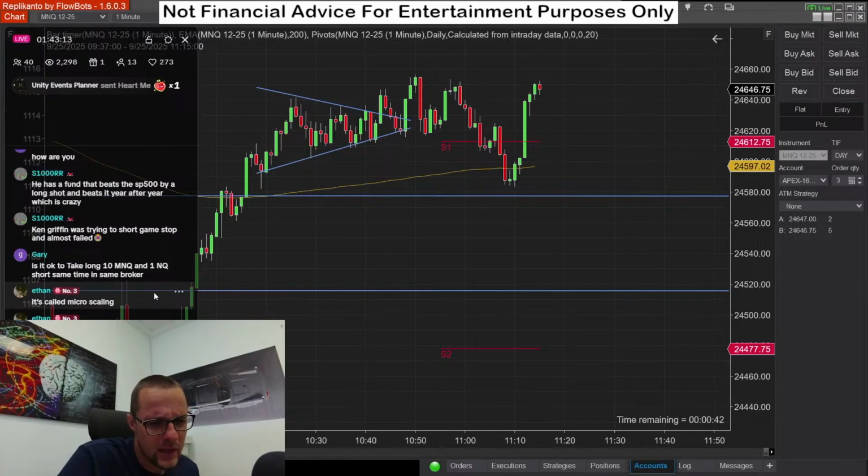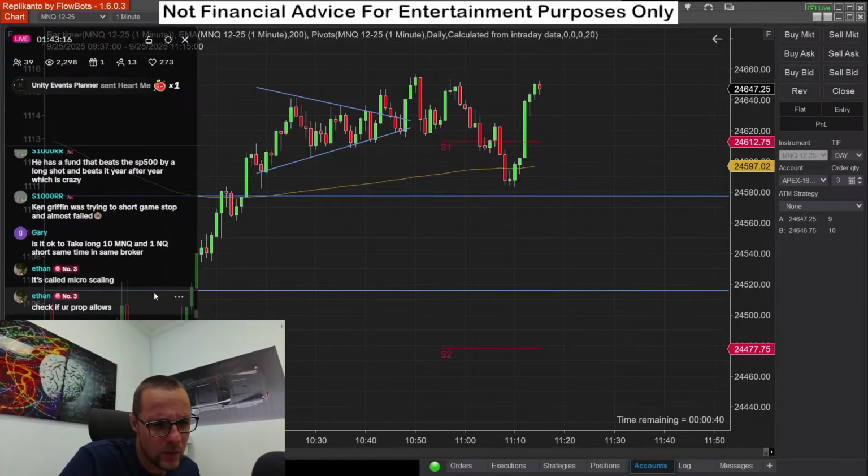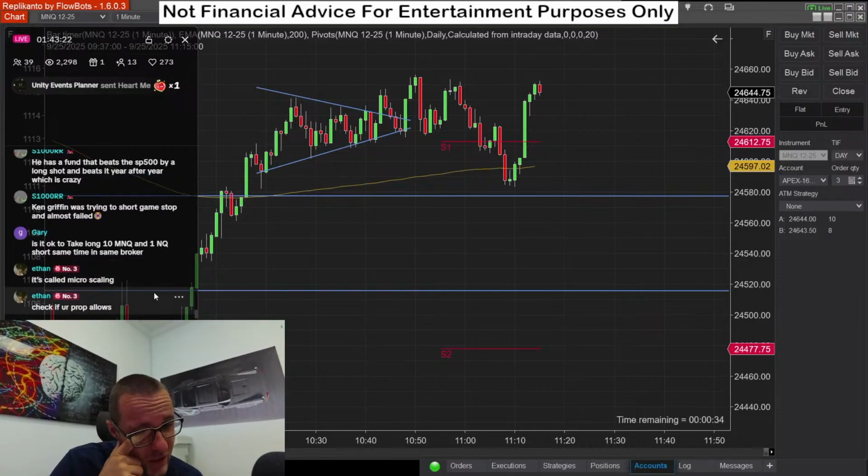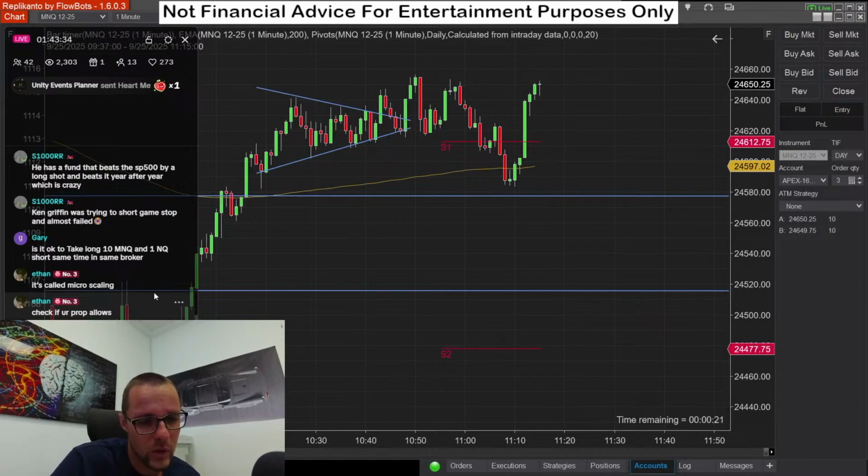Is it okay to take long 10 MNQ and 1 NQ short at the same time in the same broker? I mean, you probably could. I don't know why you would want to do that, but you probably could. I don't see why you wouldn't be able to. They're different contracts. MNQ and NQ are two different contracts, so I don't see why you wouldn't be able to.